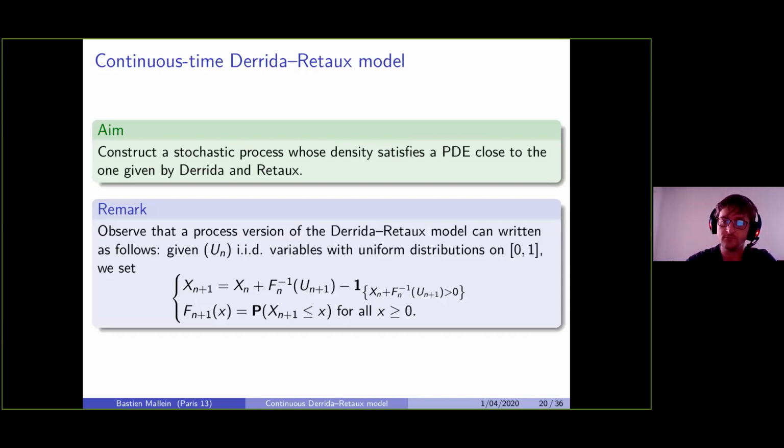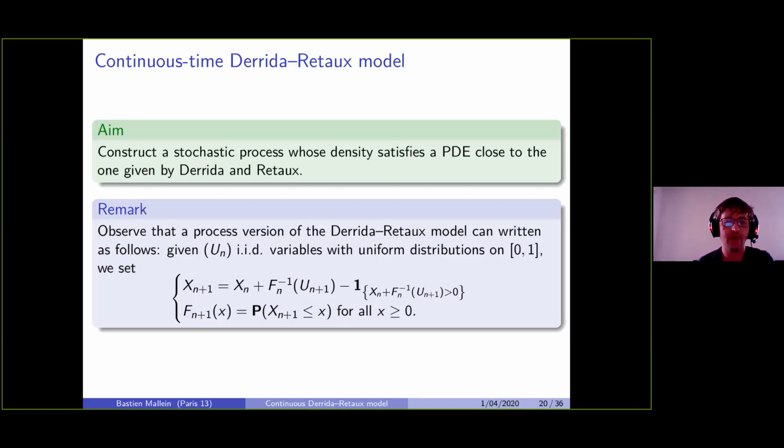Okay, so to do it, we really want to construct the Derrida-Retaux model as a process. And it can be done that way. So by saying, okay, I define Fn as the CDF of the random variable xn. And to construct xn plus 1, I just add to xn Fn minus 1 of un plus 1, a uniform random variable, and I remove 1 when I have to remove 1. Right? So I construct the Derrida-Retaux model as a process.